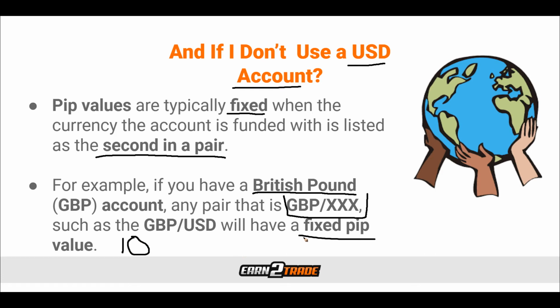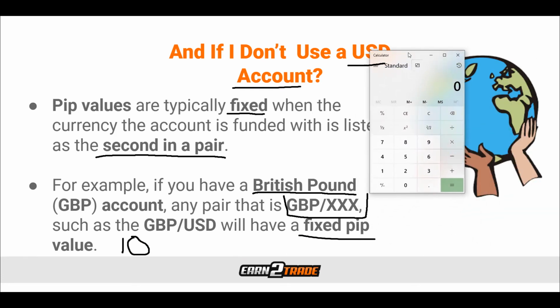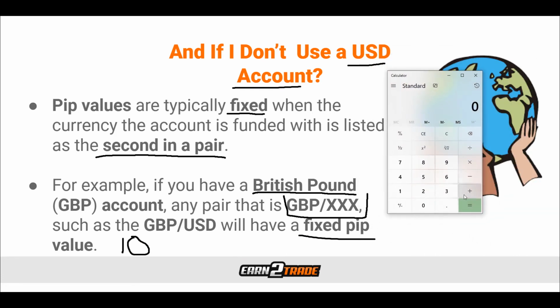To calculate the pip value for a pound XXX pair, we would divide the fixed pip rate by the exchange rate. For example, if a British pound Swiss franc pair had an exchange rate of, say, 0.855, then a pip is worth 11.70 pounds for a standard lot of 10 over 0.855.